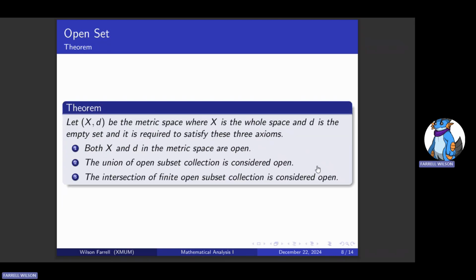For the theorem of open sets, we let (X, d) be a metric space, where X and the empty set are the whole space and the empty set respectively. It is required to satisfy these three axioms. The first axiom states that both X and the empty set in the metric space are open, the union of any collection of open subsets is open, and the intersection of a finite collection of open subsets is open.